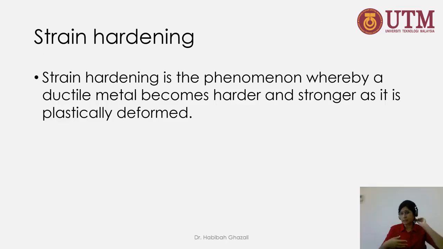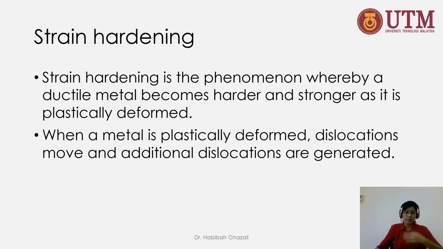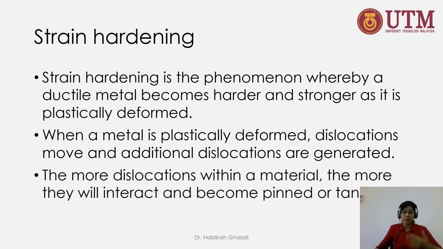It's just like our hair as well. If we have a lot more tangled with each other, what we need to strengthen them back is a lot more force. So when we have a lot more dislocation, it will interact and tangle with each other, so we will need a lot more force to actually move them. When a metal is plastically deformed, dislocation move and additional dislocation are generated. The more dislocation within the material, the more they will interact and become pinned and tangled with each other.